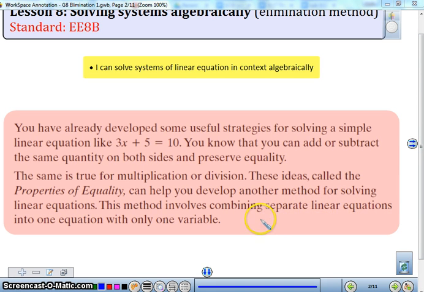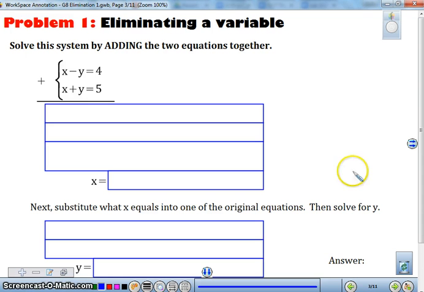The method is called combining separate linear equations into one with only one variable. We often refer to this as the elimination method. And I think some of you are going to think, why didn't we do this sooner? Take x minus y equals 4 and x plus y equals 5. Now remember, this is 1x minus 1y, 1x plus 1y. And we're just going to add the two equations together.